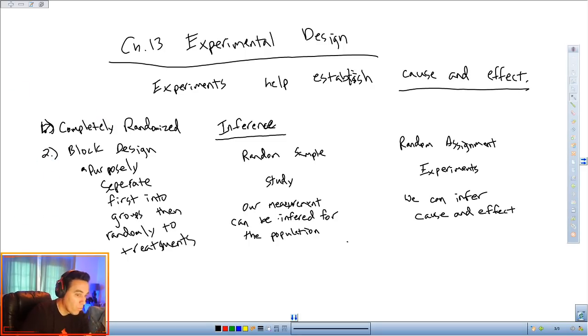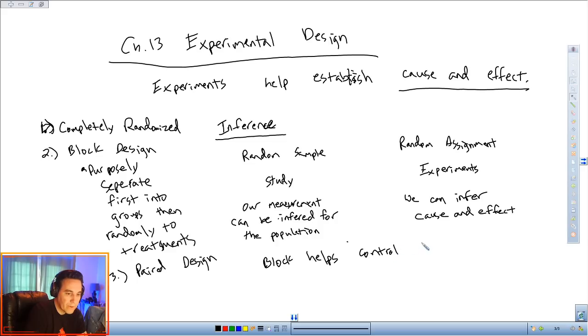And then remember, we had the paired design. Remember when you block someone with themselves, so you give the person both treatments. Yes, perfect. But the blocking is what stops confounding variables, and that might be a question. We should write that: blocking helps control confounding variables. That would be a great answer if they asked you why you did block design.